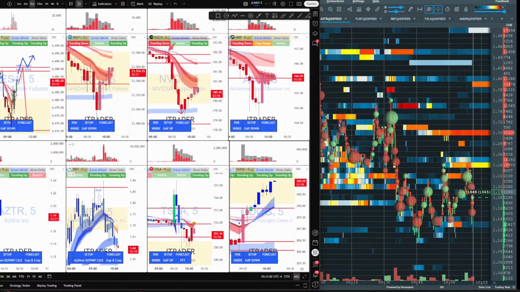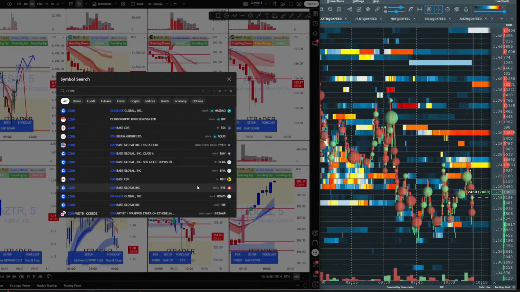We are still coin for bullish. It's still a long play. We're in coin.